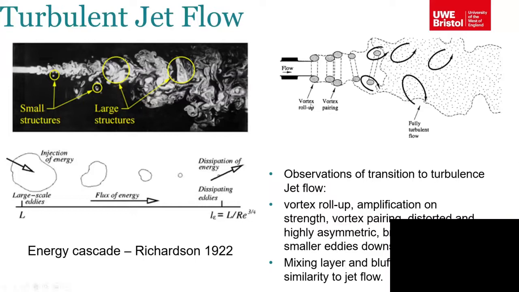So this is called vortex roll-up in a jet, then vortex pairing, and then these vortices will become large eddies. Yes. So this is called the energy cascade. This was defined by a person called Richardson in 1922.